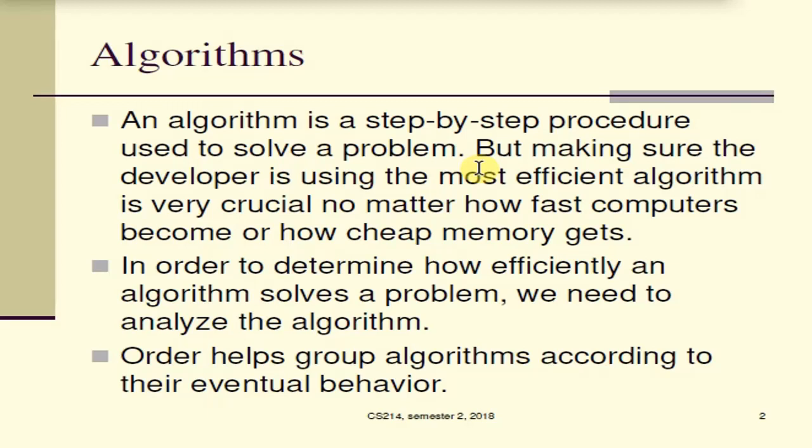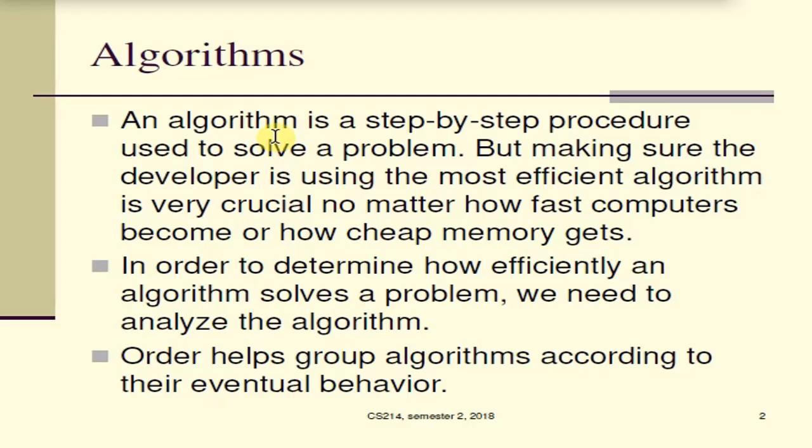But making sure the developer is using the most efficient algorithm is very crucial, no matter how fast computers become or how cheap memory gets. So, for any problem that we solve, there are many ways to solve the problem, right? It's not that each problem has only one solution. You don't have only one algorithm. There are many algorithms, and developers have many options to choose from.